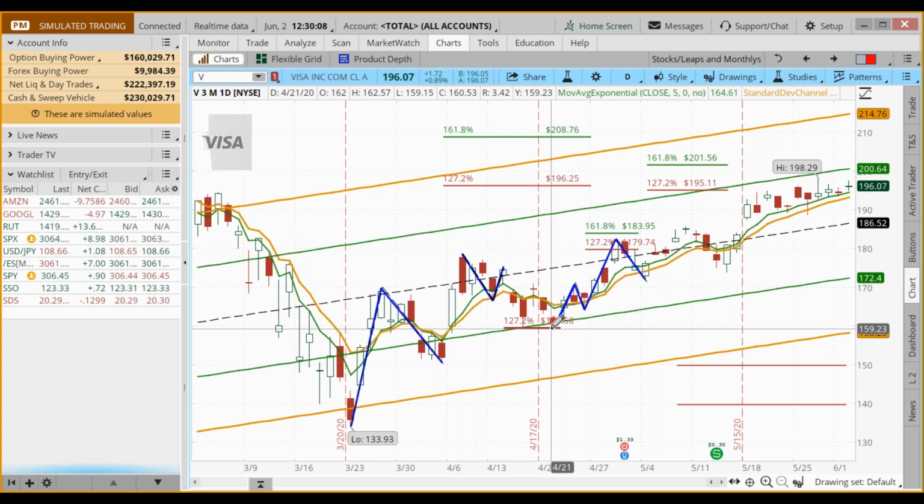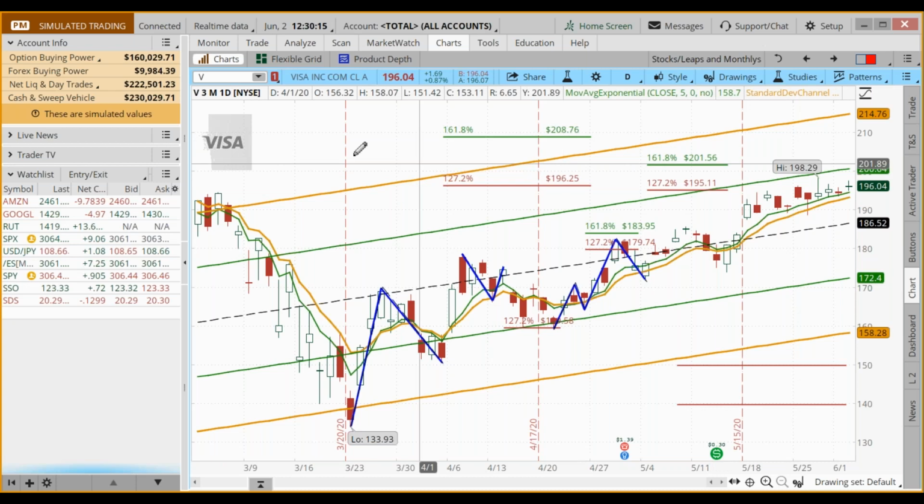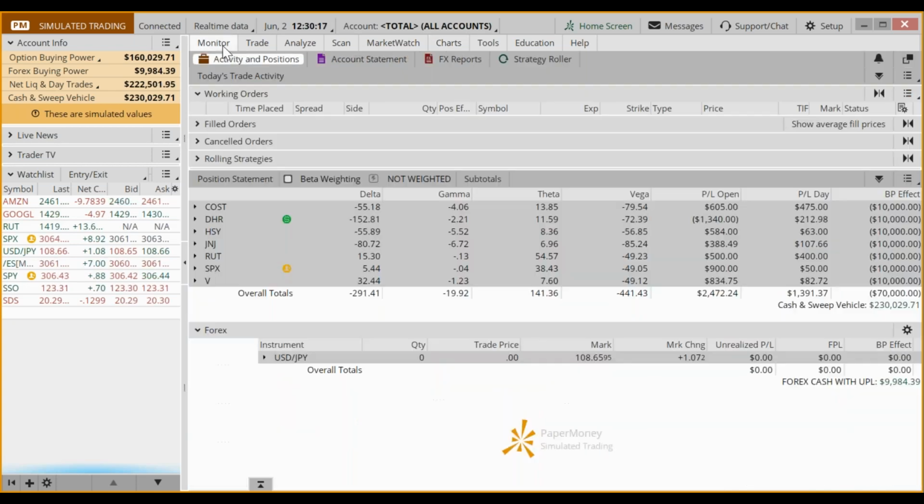And that's what they are. So be looking for us to get out of Visa right here. Now, let me go over to our monitor tab and see if that makes sense. Yep, it makes a lot of sense.